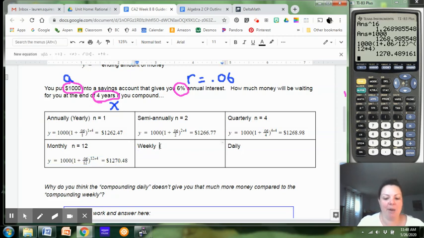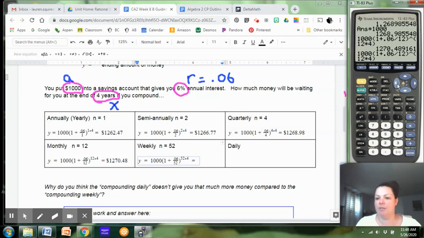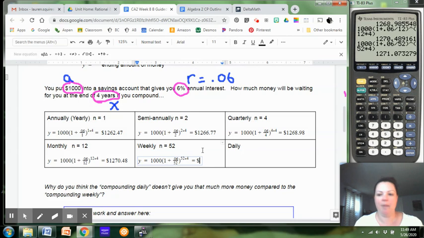Now, weekly, you have to think about how many weeks there are in the year. On average, there are 52 weeks in the year. So we're going to do that same thing. We're going to take that formula, and instead of that n value, we're going to make it a 52. Up in your exponent, it'll be 52 times the 4 years. What I'm going to do in here is I'm just going to change that 12 into a 52. We're going to end up with $1,271.07.